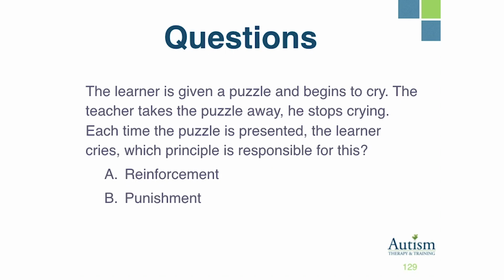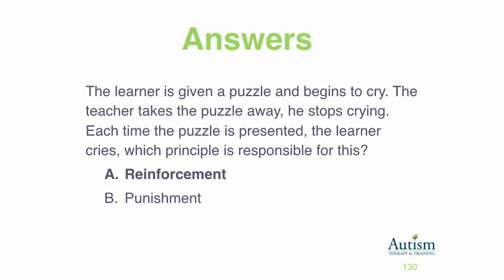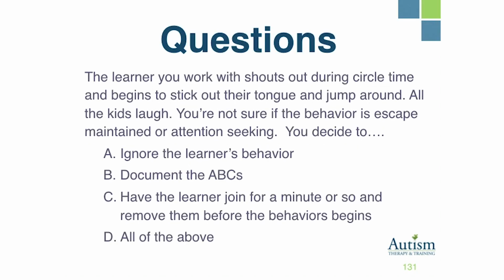The learner is given a puzzle and begins to cry. The teacher takes the puzzle away, he stops crying. Each time the puzzle is presented, the learner cries. Which principle is responsible for this? A, reinforcement, or B, punishment? And the correct response is A, reinforcement. Remember, anytime a behavior is increasing, reinforcement is responsible for this.